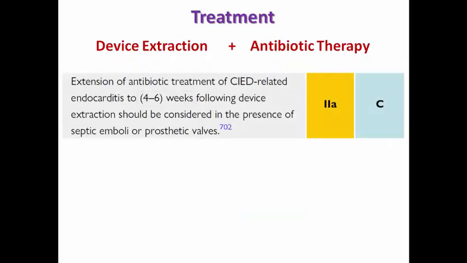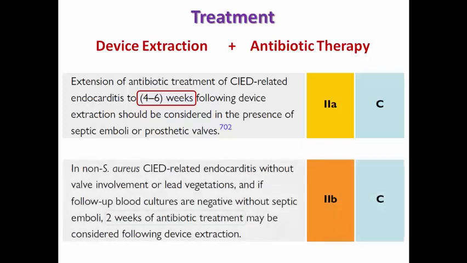Regarding the duration of antibiotics, the standard is 4 to 6 weeks of antibiotics after extraction in case of presence of septic emboli or presence of prosthetic valves. But 2 weeks may be enough in case of non-Staph aureus infective endocarditis without valve involvement, without vegetation, and the follow-up blood cultures are negative without septic emboli. So just 2 weeks of antibiotics after extraction are enough.